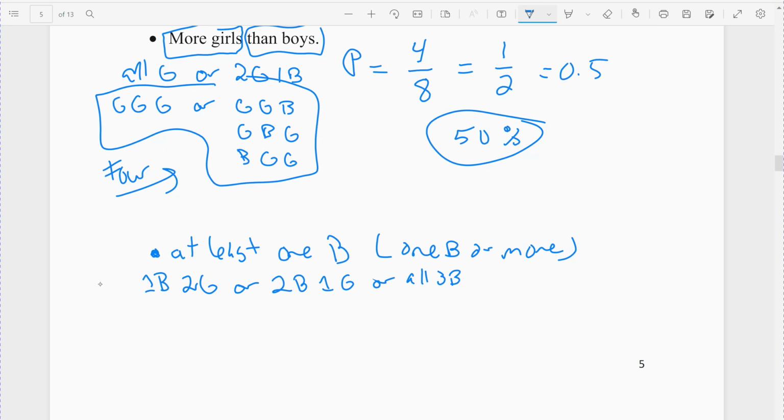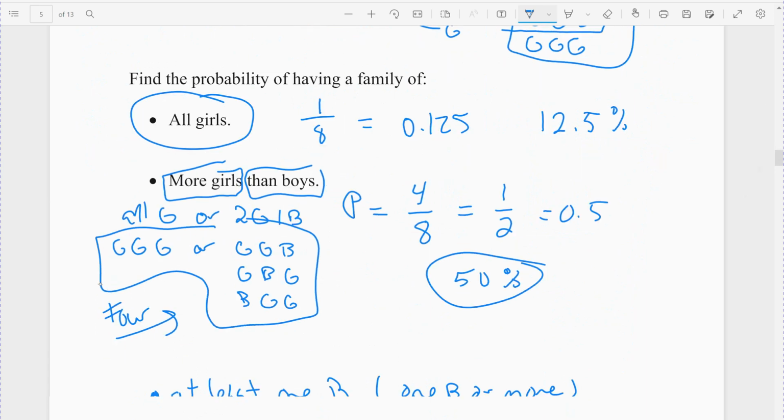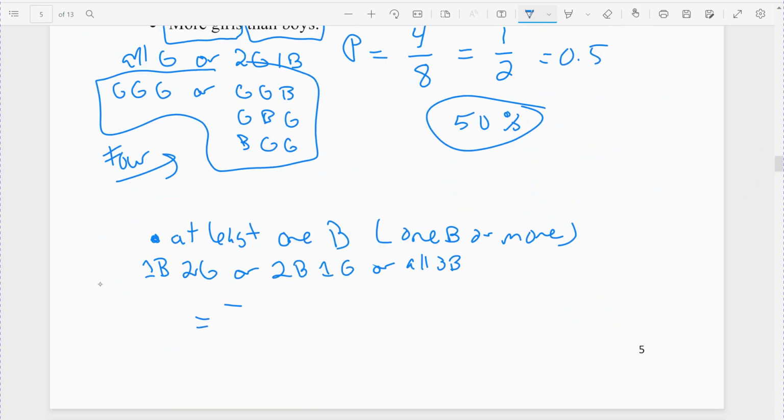At least one boy. And so I go figure out, basically you're throwing out the one outcome with all girls. And so if you count up all the ways that happens, if I go up here and look, basically that would be all of these, right? I get at least one boy. If you look, there's at least one B in all of those. And so that would be all but that one outcome with all girls. So that would be 7 chances out of 8. So 7 out of 8 would be the probability in that case.